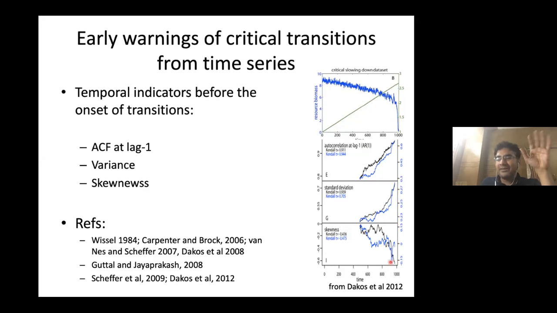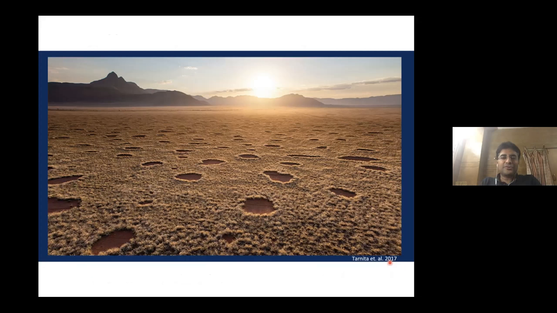Now these metrics, so if you were somewhere around the 800th or 900th time unit, these combined metrics give us a hint that the system might be going towards a tipping point. So that's the summary of where we were.